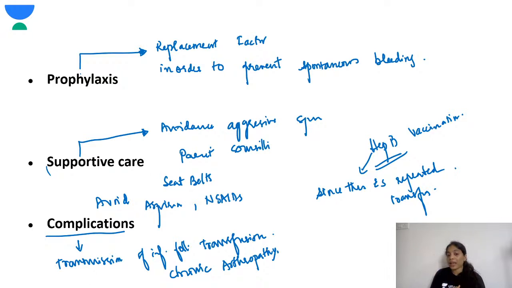That is because recurrent bleeding at the same joint can lead to chronic arthropathy. So preventing chronic arthropathy is another indication for prophylaxis therapy, prophylaxis with the replacement factor. So infections, chronic arthropathy, joint deformity, that is the main complication you have to keep in mind.